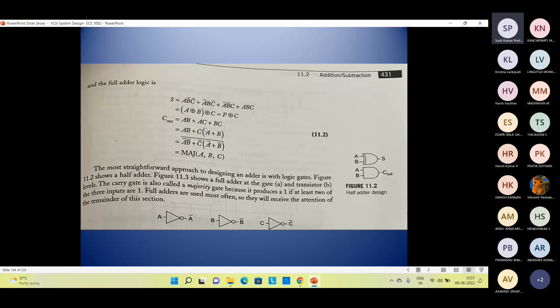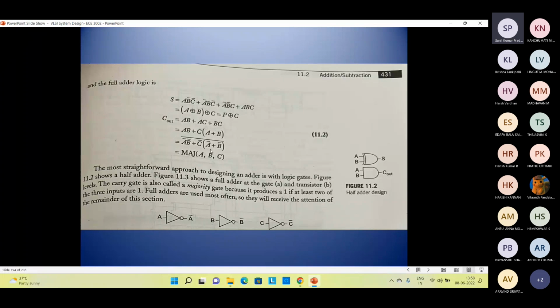Okay. And if we rearrange this way, we can write AB plus C. If we take C common, it will be A plus B. Then A complement, B complement plus C complement, A complement plus B complement, total complement. Okay, so this carry gate is called the majority gate. And why is it called majority gate? Because it produces a 1 if at least 2 of the 3 inputs are 1. You got my point. That is why it is called majority gate.